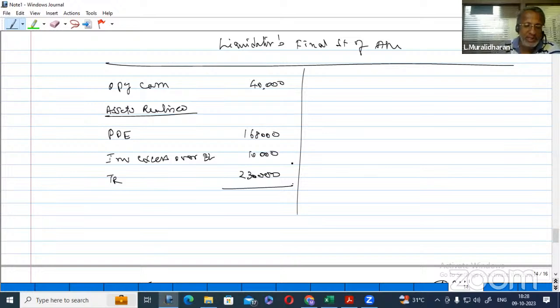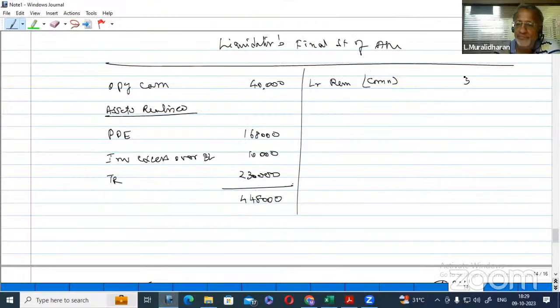So always remember, when you are developing it, like the institute, don't try to do it in your own way. I'll tell you the reasons also. Say I'm using my mobile as a calculator, so don't think that I'm just meddling with it. 40 plus 168 plus 10 plus 230, it is 448,000.